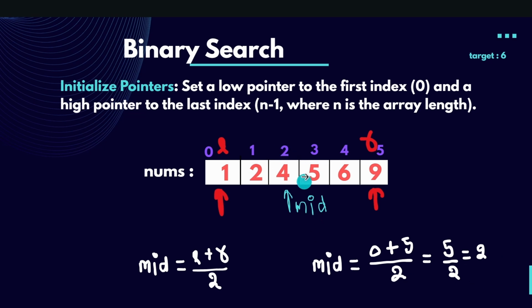So here the second index, that is the mid value. Now we are going to compare this mid value. Is this equal to target? Is target 6 equal to 4? No, that's not the correct one.